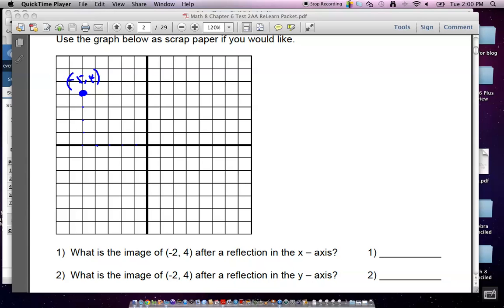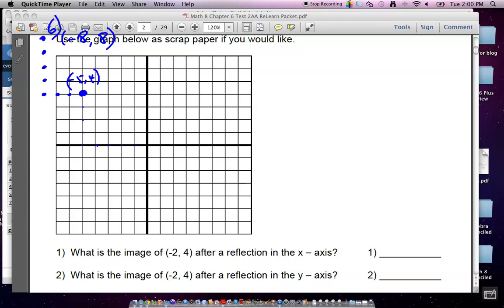Now I'm going to do a translation, 3 units left and 4 units up. So that's 1, 2, 3 left, 1, 2, 3, 4 up. If I go 3 to the left, I'm going to get to -8, right? -5 becomes -6, -7, -8. And then if I'm at 4 and I go up 4 more, that would be 5, 6, 7, 8. So the answer to number 6 is (-8, 8).